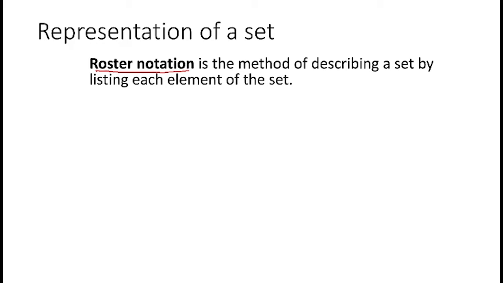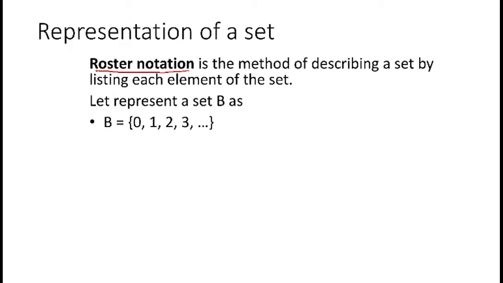Roster notation is the method where we describe the set by listing each and every element. Like I'm representing a set B as 0, 1, 2, 3, 4, 5, 6, and so on. If only four or five numbers are given, then it's okay, but this is a little bit confusing.